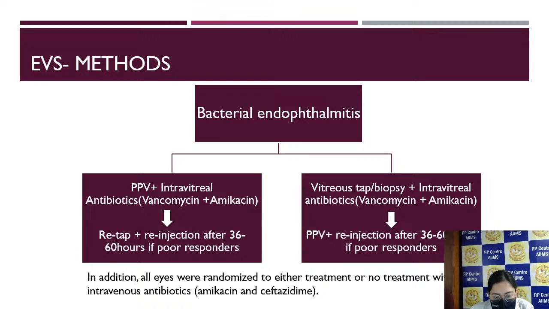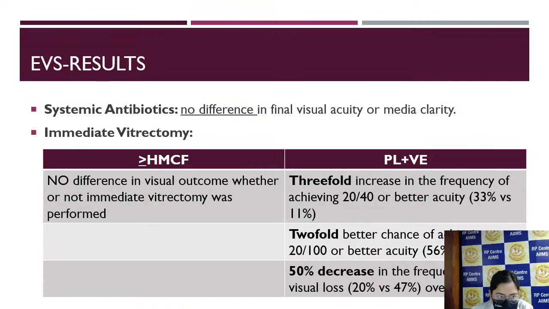Both the groups were re-evaluated at 36 to 60 hours, and if the intravitreal antibiotic group responded poorly, vitrectomy was carried out. In addition, all eyes were randomized to either treatment or no treatment with intravenous antibiotics, amikacin and ceftazidime. Now the results: with the systemic intravenous antibiotics, there was no difference in the final visual acuity or the media clarity.